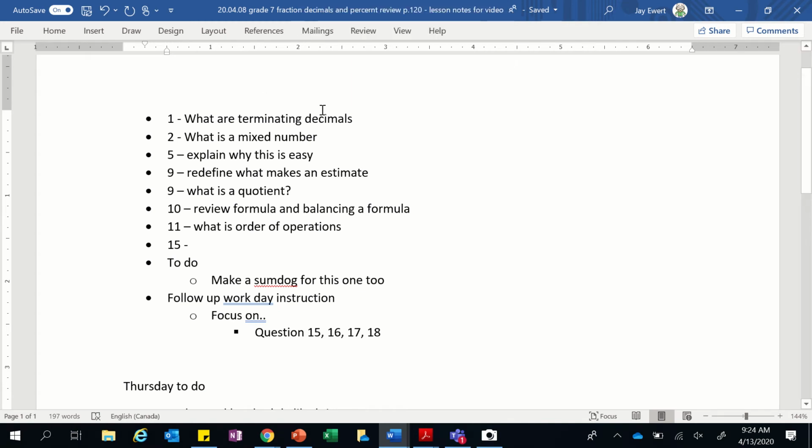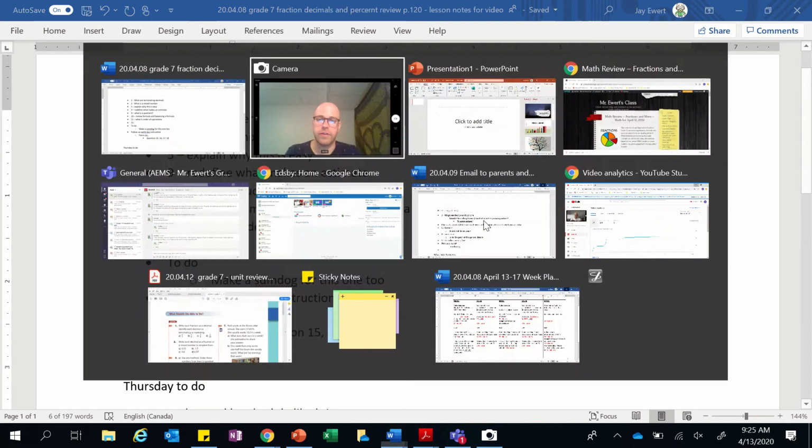We're going to talk about what terminating decimals are, just to make sure that we're still aware of how this works. What's a mixed number, redefining how to make an estimate, what a quotient is, review formula and balancing a formula, and what is the order of operations. There will be a follow-up Sumdog this week, and I will be going over these questions a little more in one-on-one conferences with students starting Tuesday and Thursday.